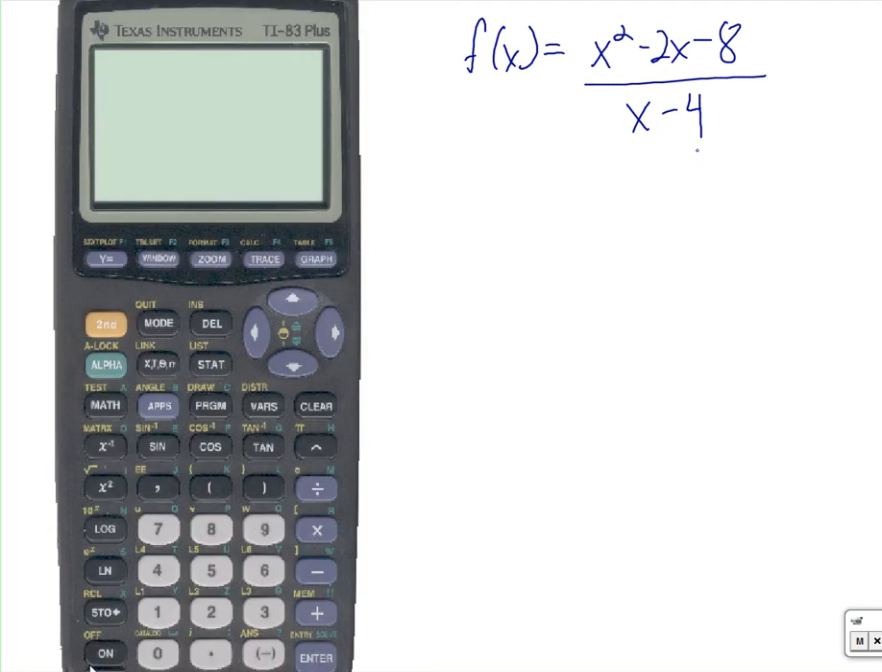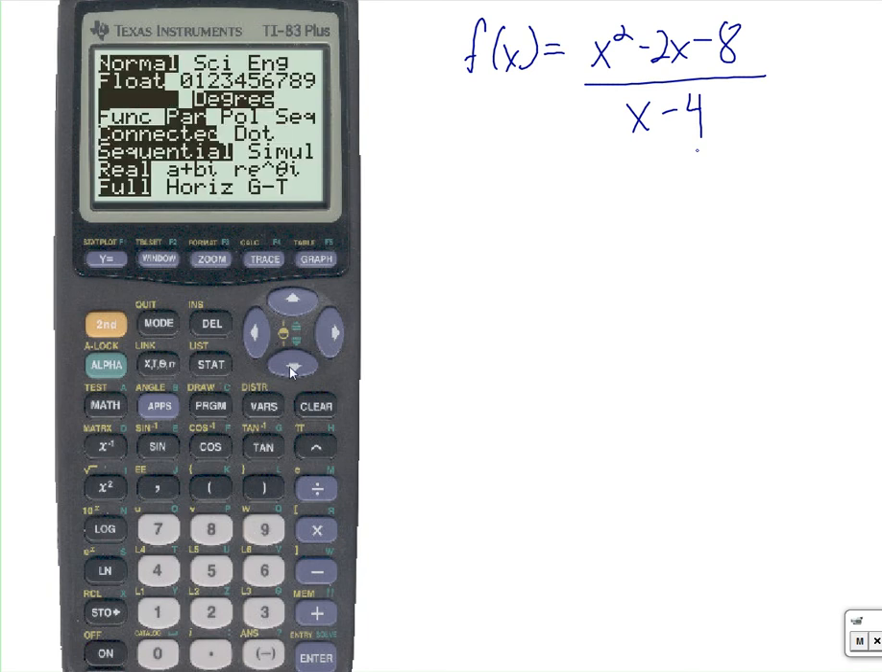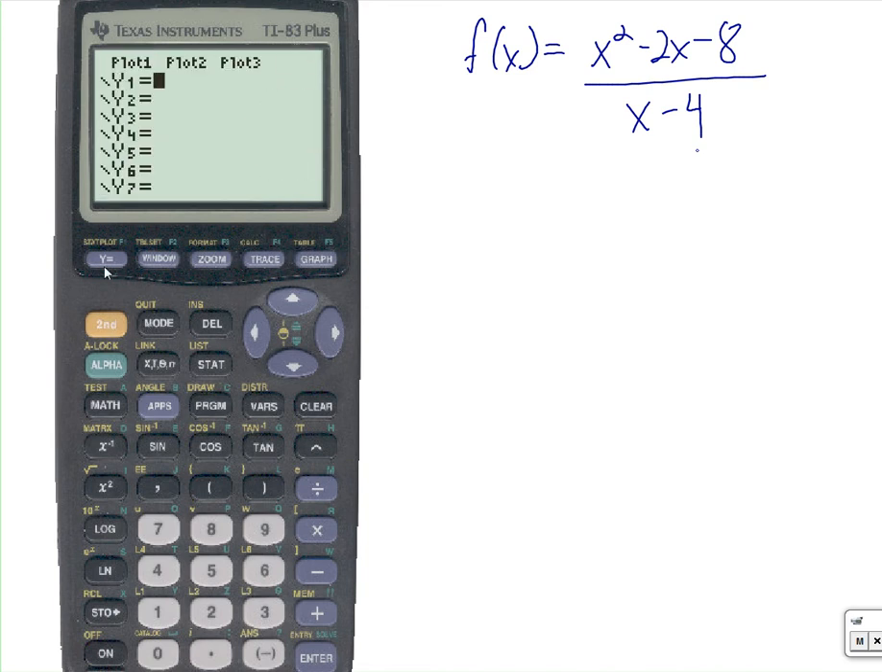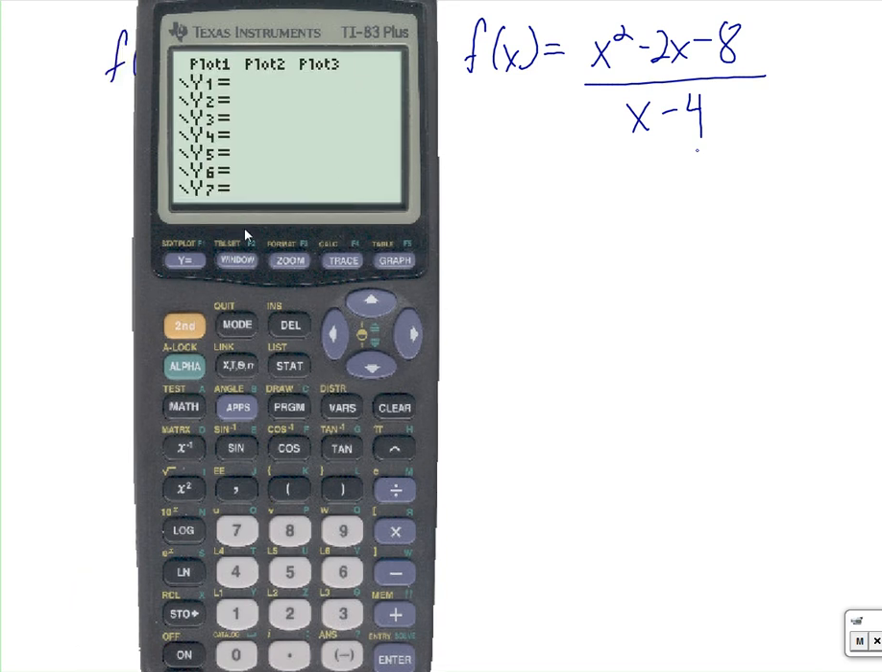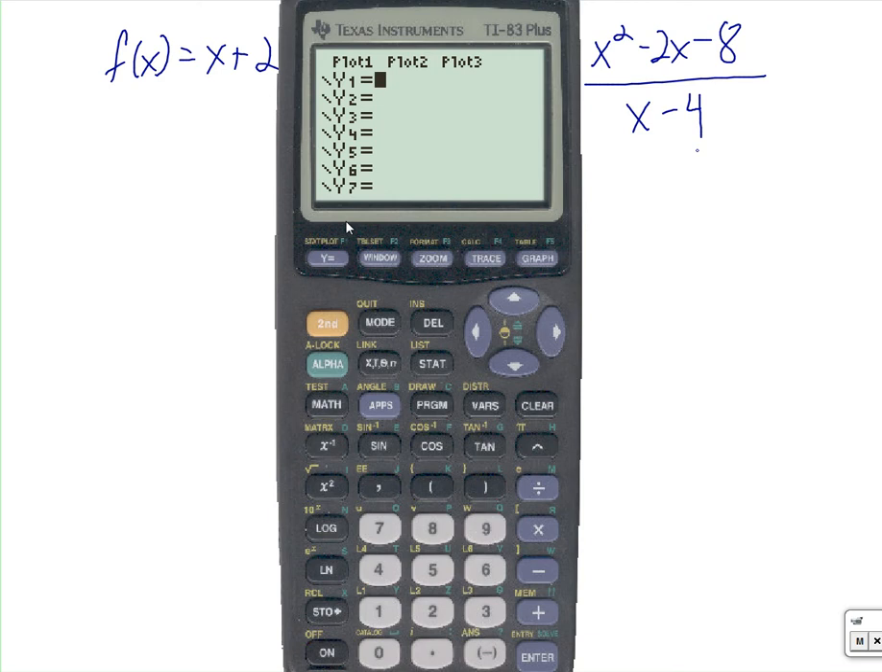Let's use our calculator. First we'll do x plus 2. What will this look like? Y equals x plus 2, right? There it is. Y intercept of 2, slope of 1. Let's go over here and now put in this function: x squared minus 2x minus 8, divided by.